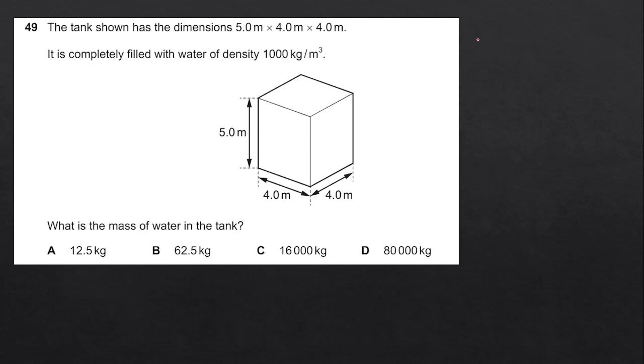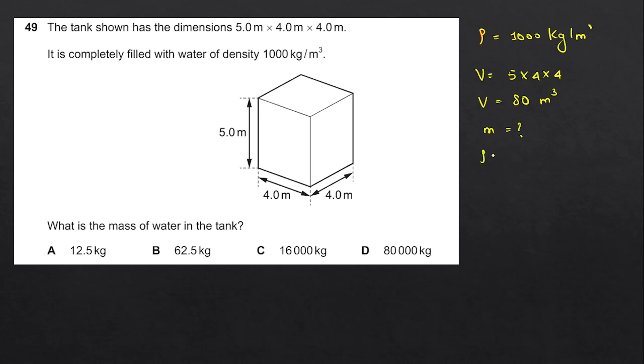So let's write down what is known to us. We know density. So density equals 1000 kg per meter cube. Then we know volume. Volume can be figured out. So volume is length times breadth times height. So it is 5 times 4 times 4. So 5 4s are 20, 20 4s are 80. So this is 80 meter cube. This is the volume. We have to find mass. Mass is unknown to us.